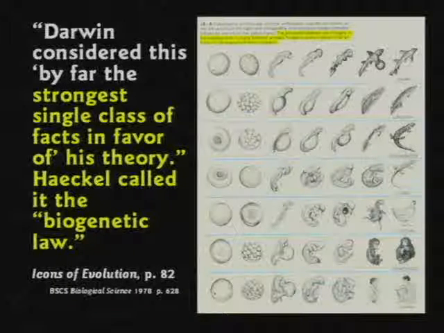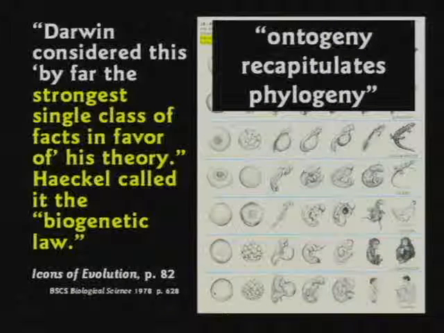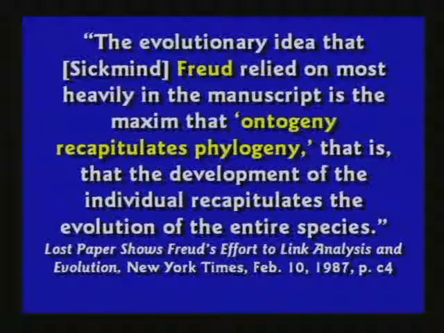He said, yes, as the babies develop inside the mother, they go through the stages of evolution again. Fish, amphibian, reptile, mammal. Just memorize the word farm and you got it. It's called ontogeny recapitulates phylogeny. This thing was only proven wrong in 1875. Okay? The evolutionary idea that Freud relied on most heavily in the manuscript is the maxim that ontogeny recapitulates phylogeny. That is, the development of the individual recapitulates the evolution of the entire species.